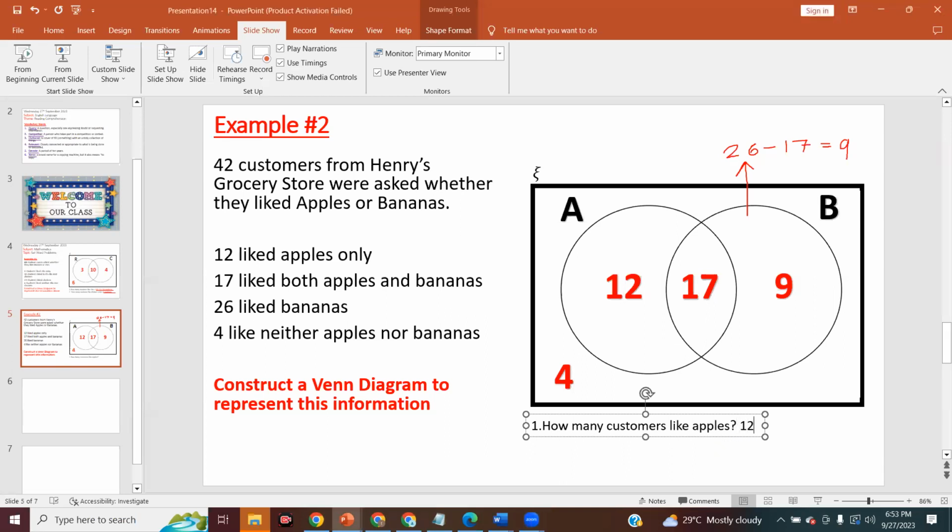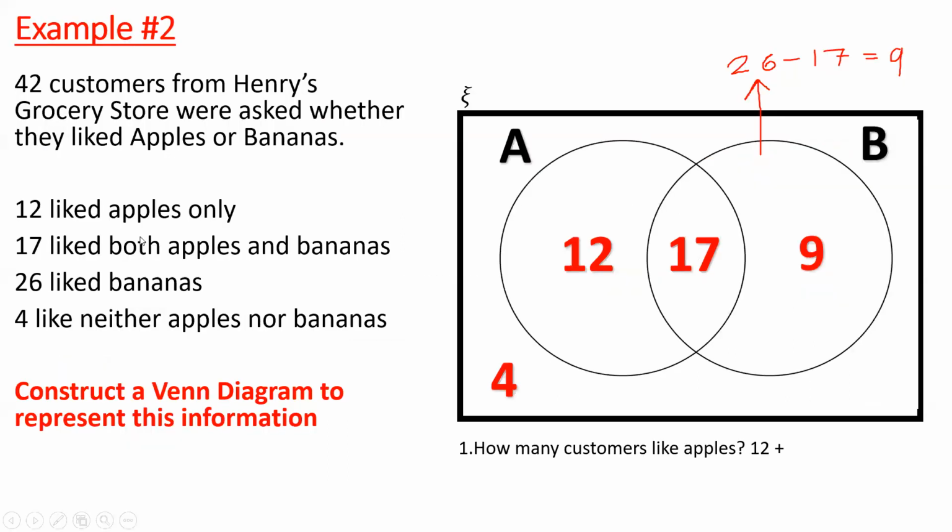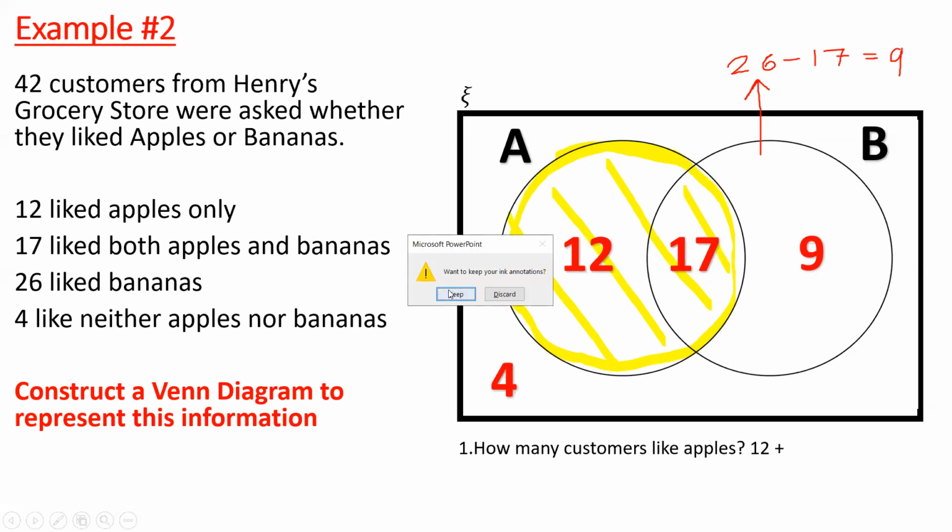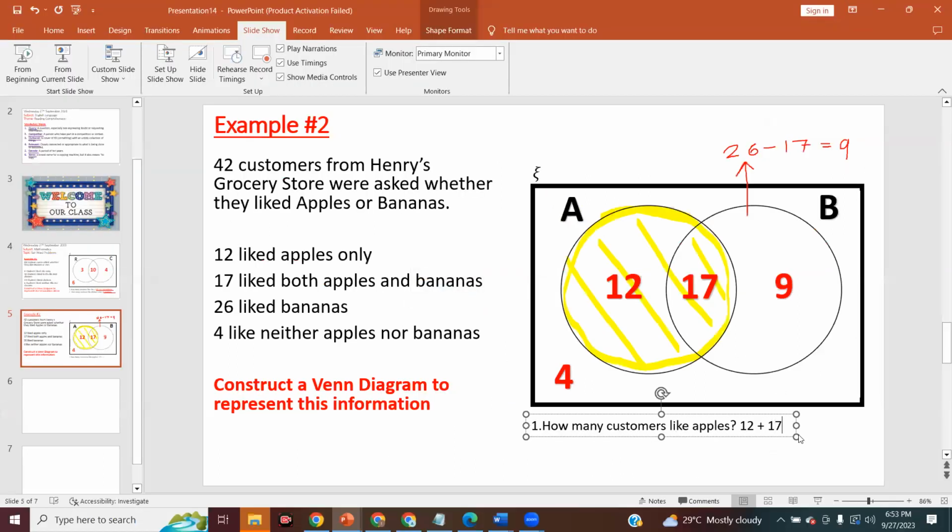Because it asked how many customers like apples. It didn't have the keyword only. Very good, Kaden. It says how many customers like apples, so all of this is apples. The whole thing. They didn't say apples only. Savannah, they did not say apples only. So you have to add up all this to get apples. So the answer is going to be what? 12 plus 17, which is 29. It's going to be 29 customers.